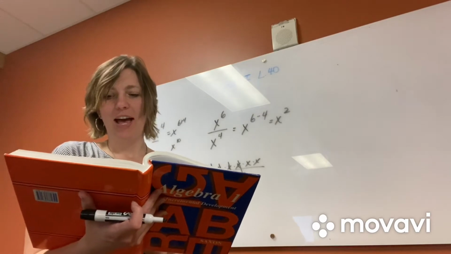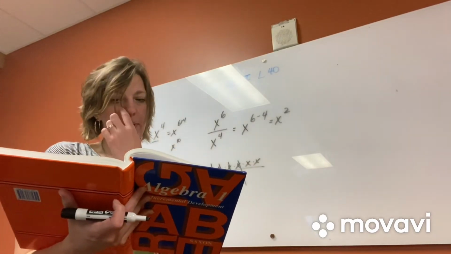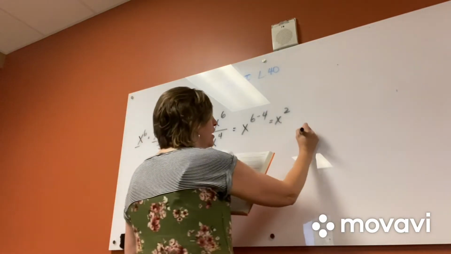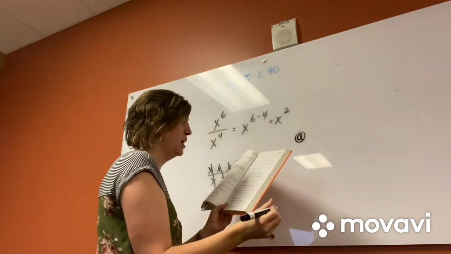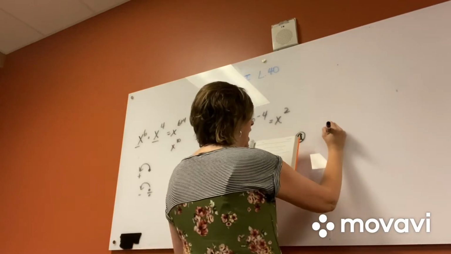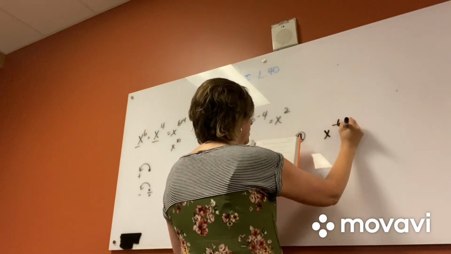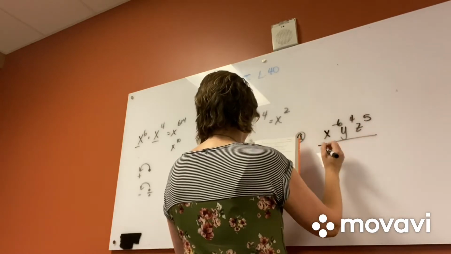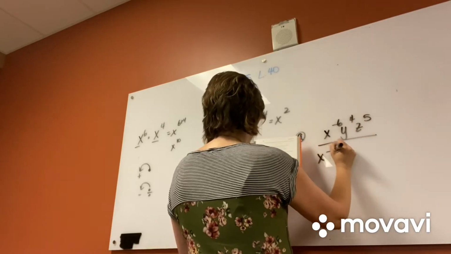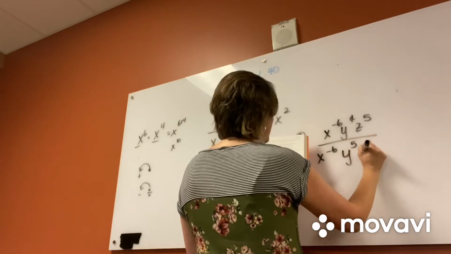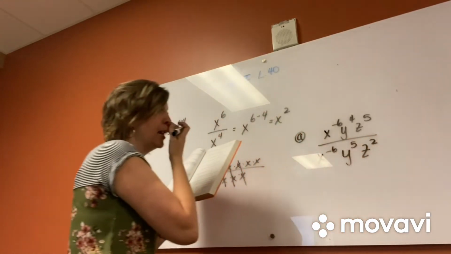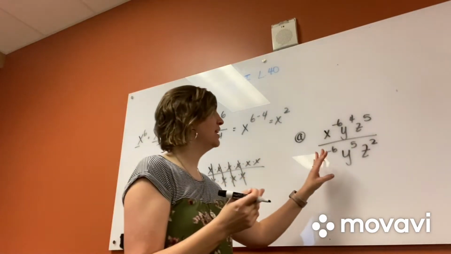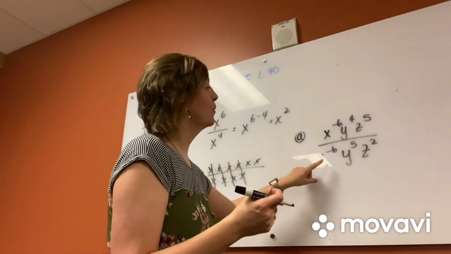All right. So let's jump into our practice problems. So we're going to simplify on letter A. So letter A says x to the negative 6, y to the 4th, z to the 5th, over x to the negative 6, y to the 5th, z squared. Now, all right, what we want to do is take a look at these and make sure that we're solving them correctly.